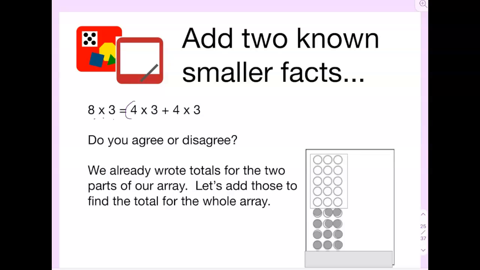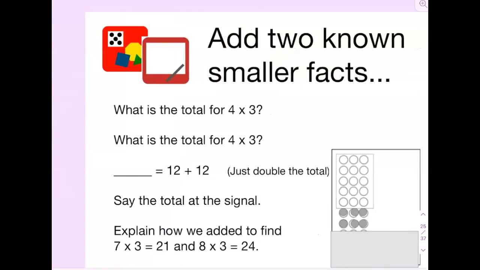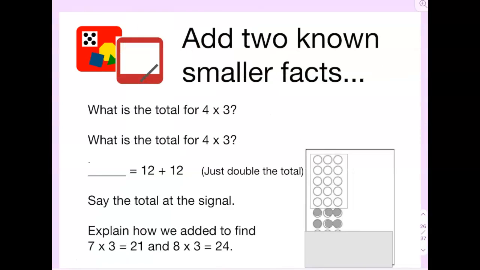So is 4 times 3 plus 4 times 3 equal to 8 times 3? Well, let's come over here and skip count by 3's. 3, 6, 9, 12, 15, 18, 21, 24. And again, there's an extra row there. I'm not sure why. So yes, 8 times 3 is equal to 4 times 3 plus 4 times 3, which is 24. And we can fill in our total here. Okay.